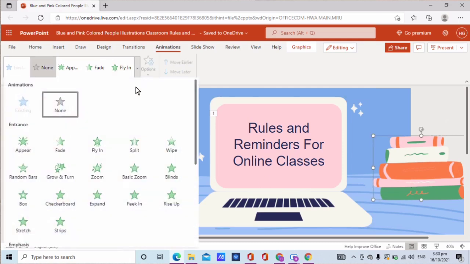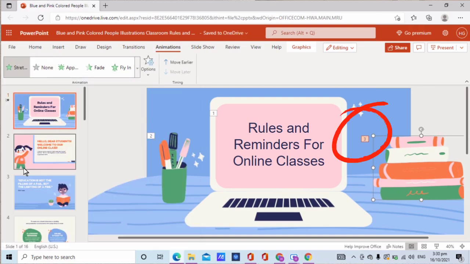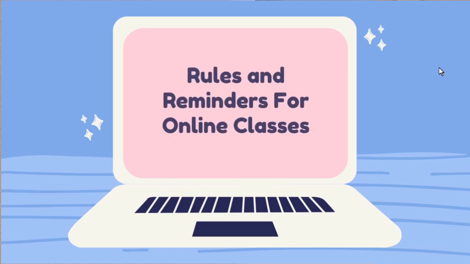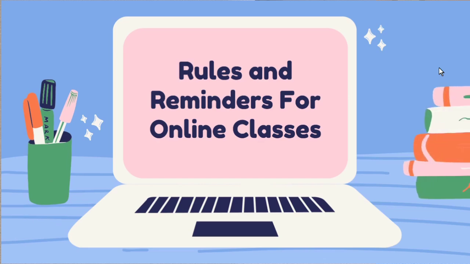Let's try to add animation for the books. Since this is the third object that we have added in animation, it will mark here number 3. This means that this object will move after number 2. Now, let's try to play the presentation to see our animation. As you click enter or tap the space of your screen, the title and the objects will appear one by one. This is how the animation works.